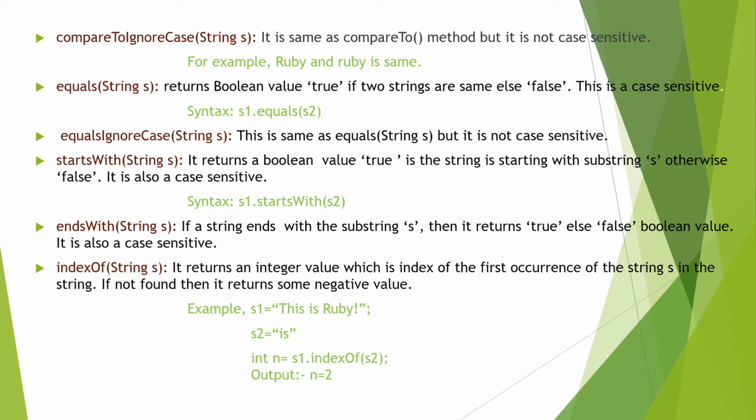So here we'll be getting output n equals 2, since "is" has appeared in the second position. So here, t will be at 0, h will be at 1, i will be at 2. So that's why we are getting n equals 2, which is the first occurrence of "is".